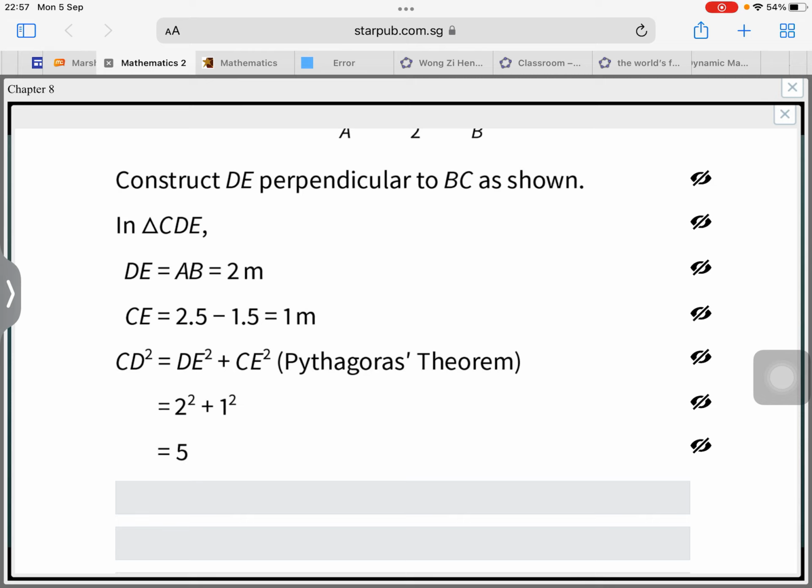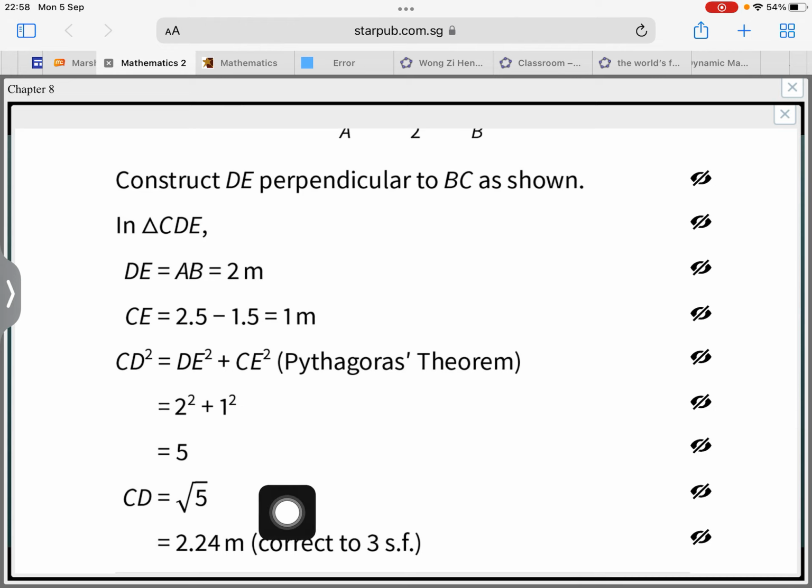Last part, you just need to solve. Take the square root on both sides. Take note, do plus minus. So CD is plus minus square root of 5. Okay, you should get 2.24 meters. Remember to reject negative 2.24. Okay, so that's all. Not a very difficult question.